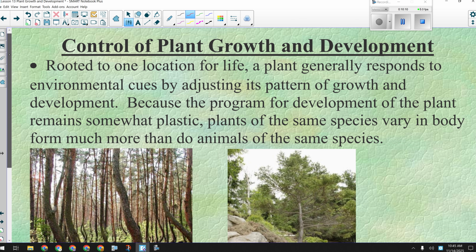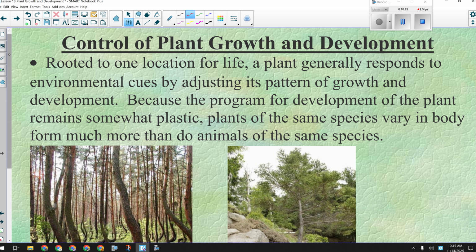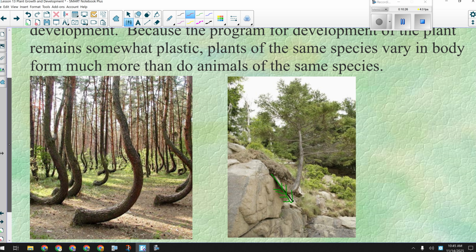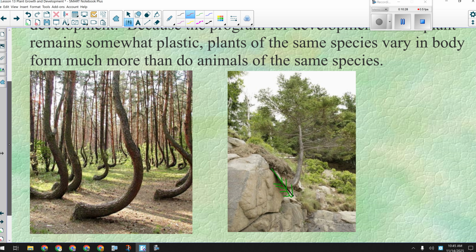So, this is what we were just talking about. Plants are rooted to one location. They have to endure. They have to persist in that location. They cannot get up and move. So, they can change their shape to respond, like these plants.